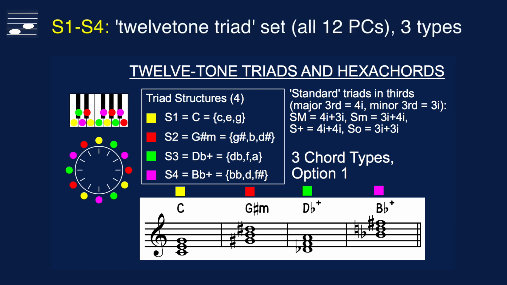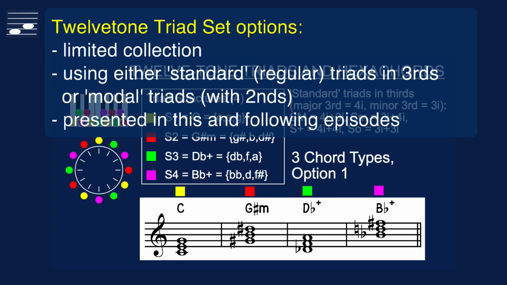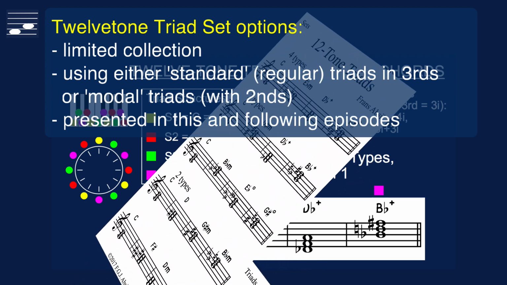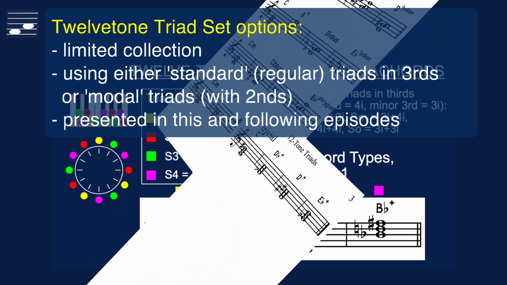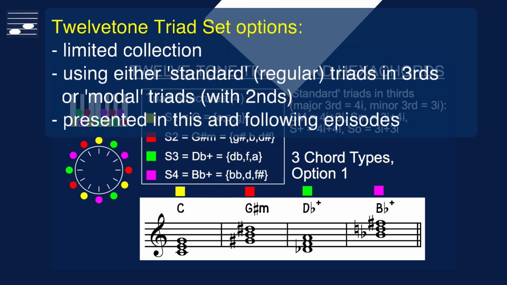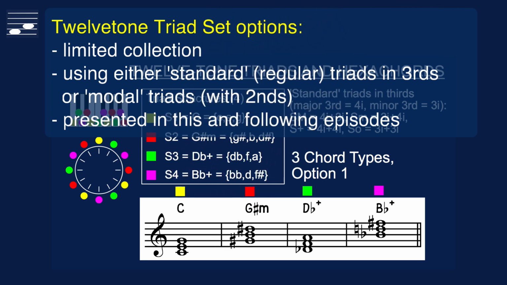These 4 triad chord structures, S1 to S4, cover all 12 pitch classes from the chromatic scale. There are 3 regular triad types in this set, a major, a minor and 2 augmented triads. The number of standard triad type combinations that yield a 12-tone set is limited, and we'll study these and the options with so-called modal triads in a series of episodes.